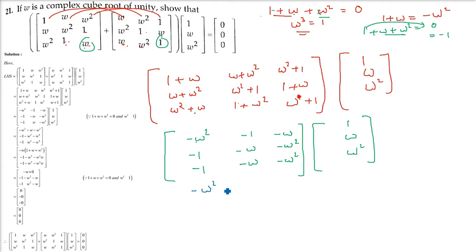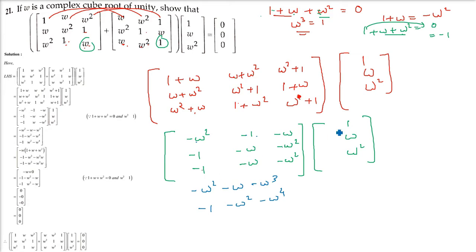I'm doing it directly. So minus omega square into 1, plus omega into minus 1, plus omega square into omega, that is omega cube. Coming to the second one, minus omega and omega square, minus omega square and omega, minus, or this minus omega to the power 4, right?